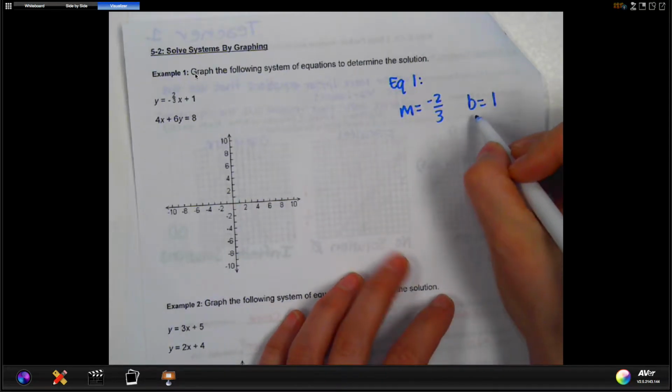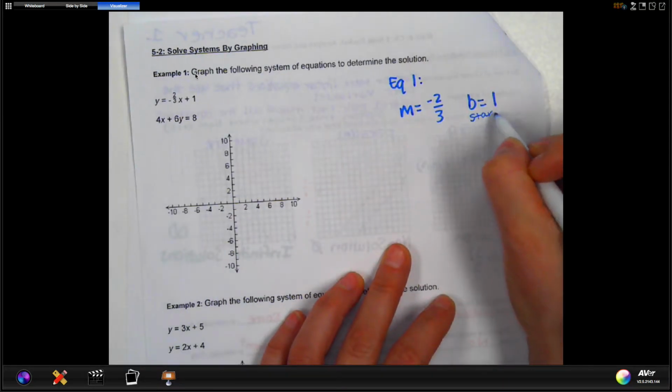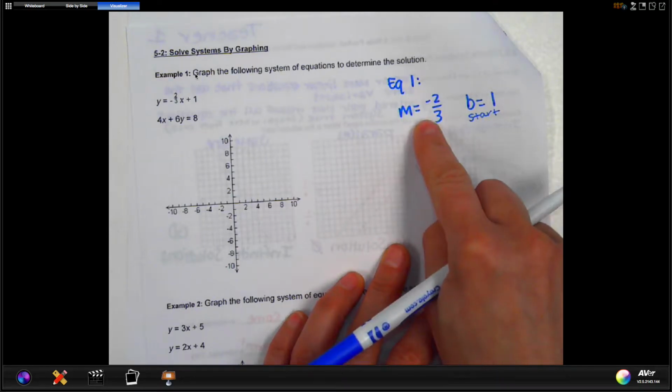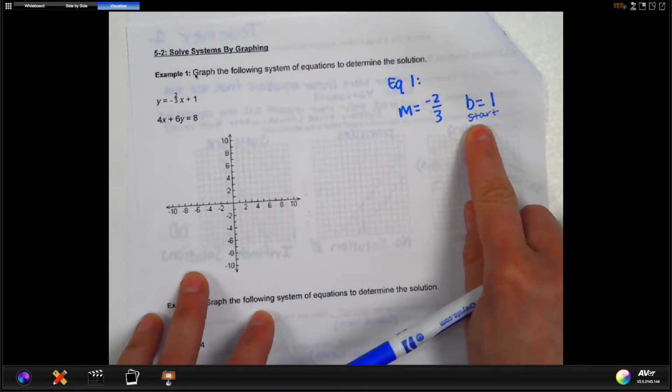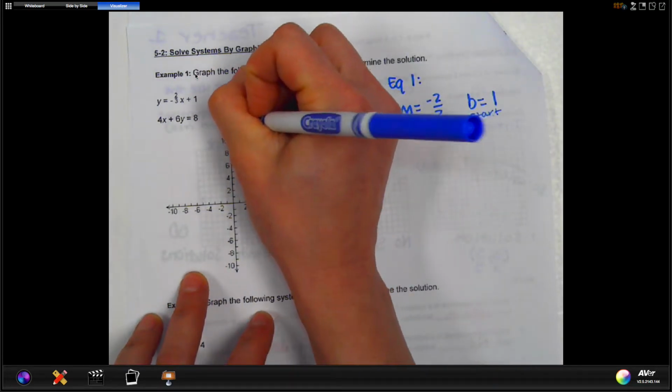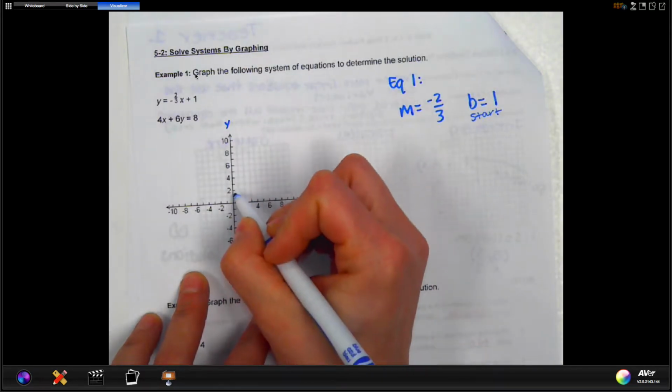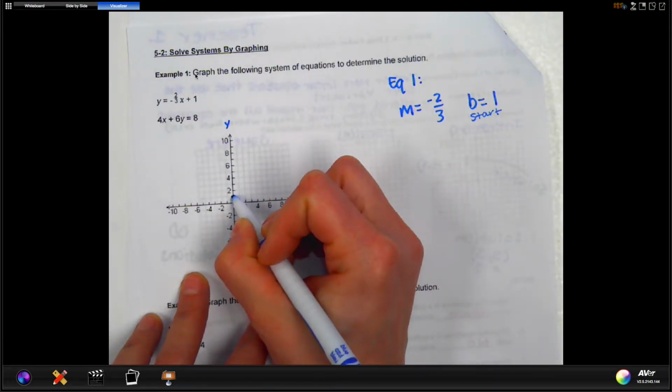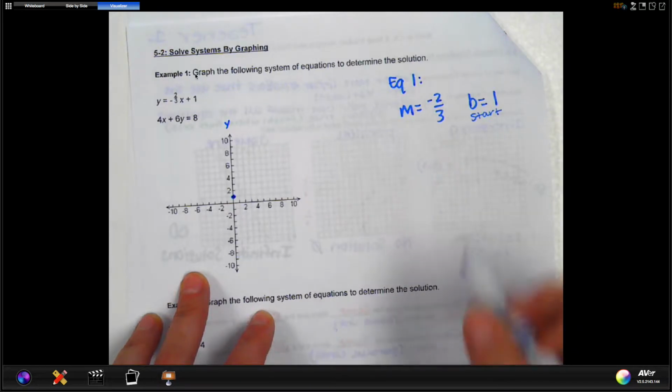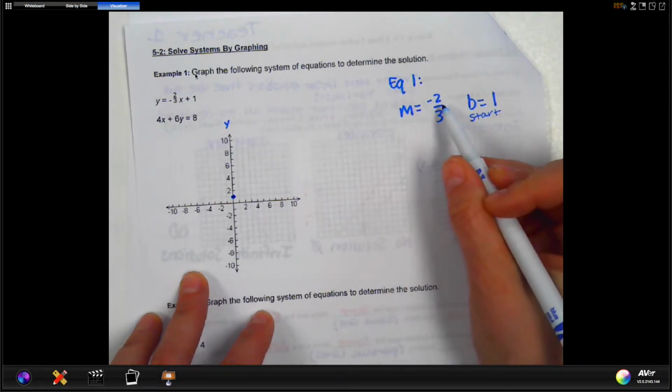I can put that on the graph. So let me remind you what we do. We start with our y-intercept, and then we're going to use our slope to go from there. So our y-intercept, b is 1. Remember, this is our y-axis going up and down. So at 1, we're going to make a dot. That's our b. Then we are going to use our slope to travel from that spot.